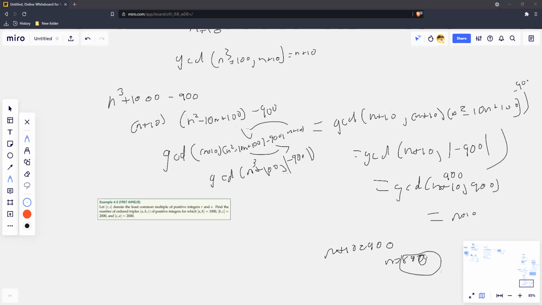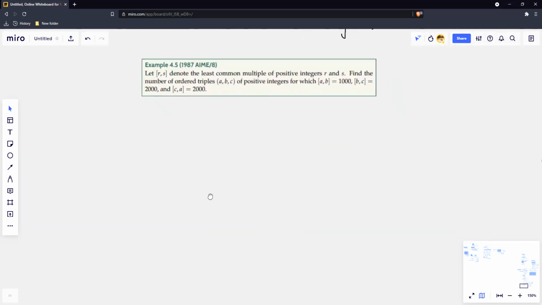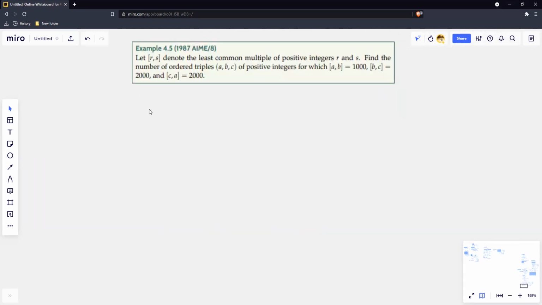Okay? And I think we can do one more. This one is going to be pretty much, well, we have a Qmax column, but that's a really tricky one for 13 minutes. So basically we're going to do another AMC. So let R comma S, yeah, this is an AMC 8. So let R comma S denote the least common multiple of positive integers R and S, which is basically an older way to say least common multiple, but it's still used. Find the number of ordered triples A, B, and C of positive integers for which the LCM of A comma B is 1000, the LCM of B comma C is 2000, and the LCM of C comma A is 2000.